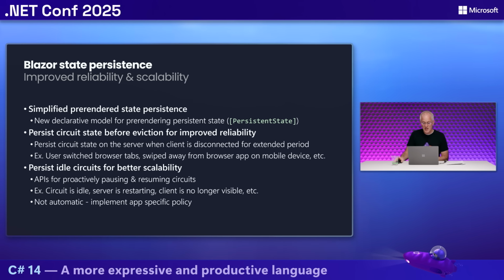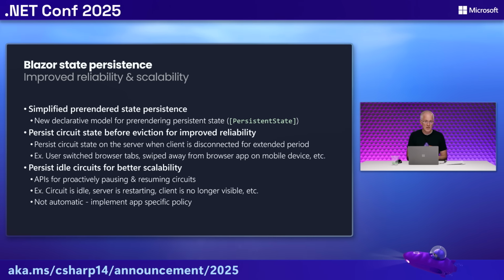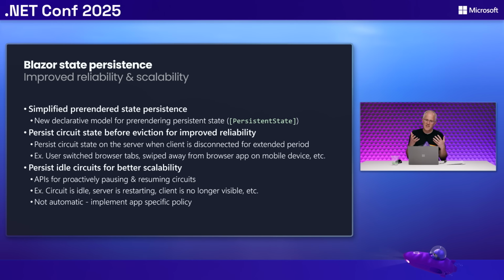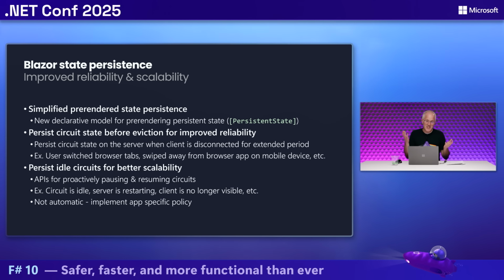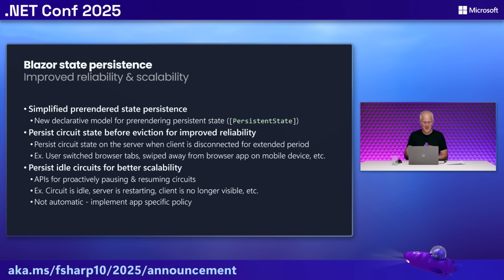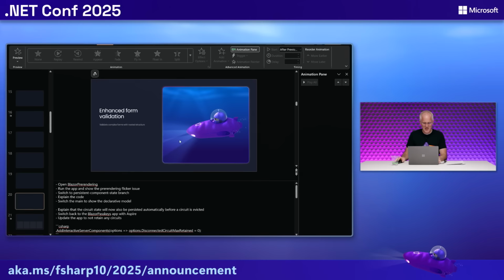You can also use state persistence to improve the scalability of your Blazor applications, by using new APIs that we give you so you can pause and resume circuits. This is useful if you have a circuit that's idle, like maybe the user opened your app and then went to lunch and just left it there, and the circuit's not really doing anything. You could pause that circuit to free up those resources and then reload it later when the user comes back. So let me show you what this looks like.